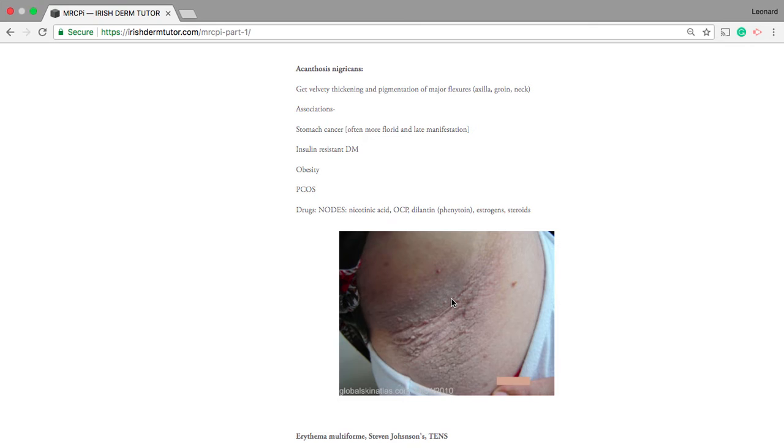Many drugs can cause it. I use the NODES mnemonic, so nicotinic acid, OCP, Dilantin, which is an old name for phenytoin, estrogens, and steroids.